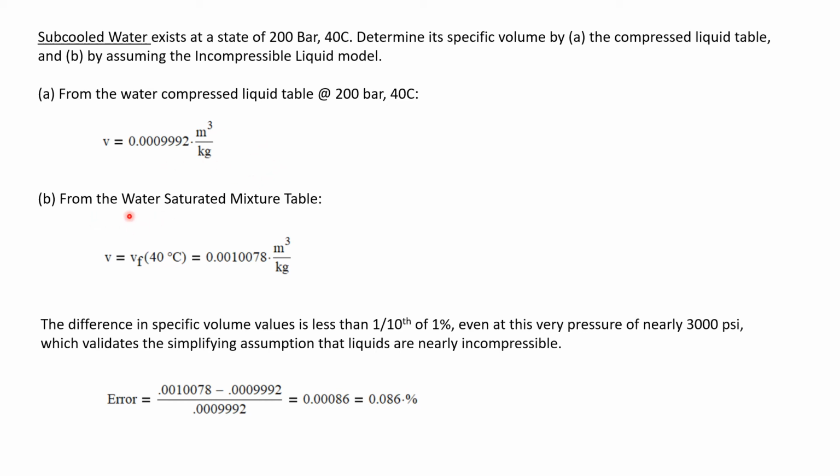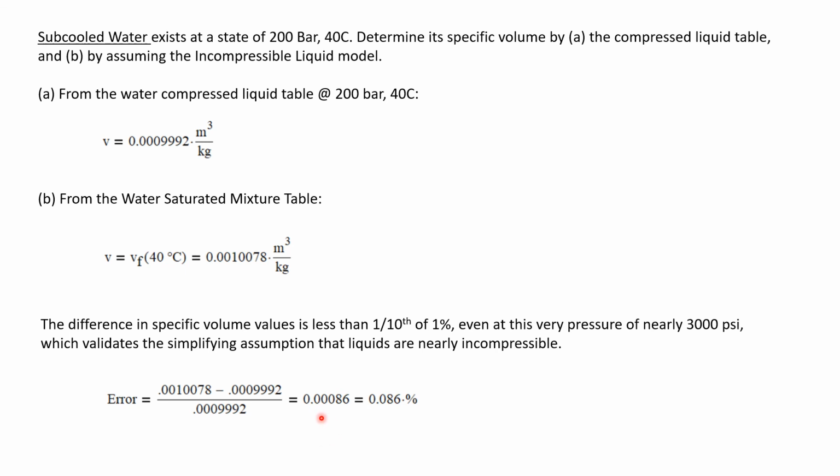Now, from the saturated table, I said that the specific volume is very approximately equal to the specific volume of the saturated liquid at the same temperature, which is 40 degrees C. And from the saturation table, I get a value of 0.0010078 cubic meters per kilogram. Well, they don't look quite the same, but if we subtract one from the other to get the difference, and divide by the known value, which is from the compressed liquid table, look at this tiny error.